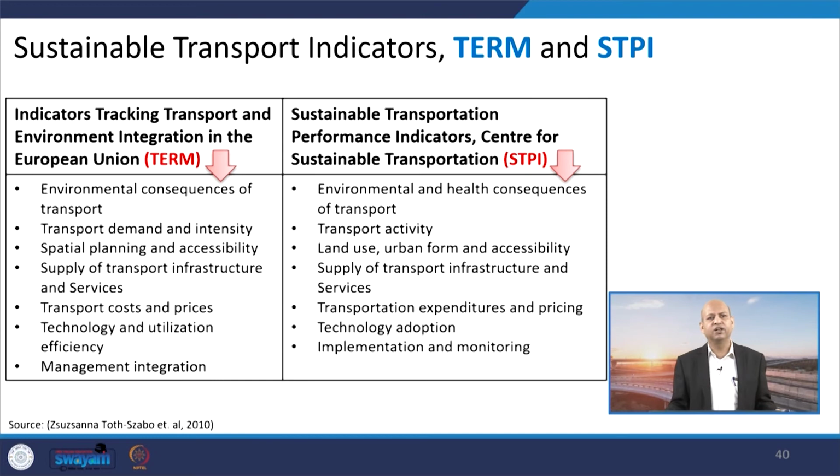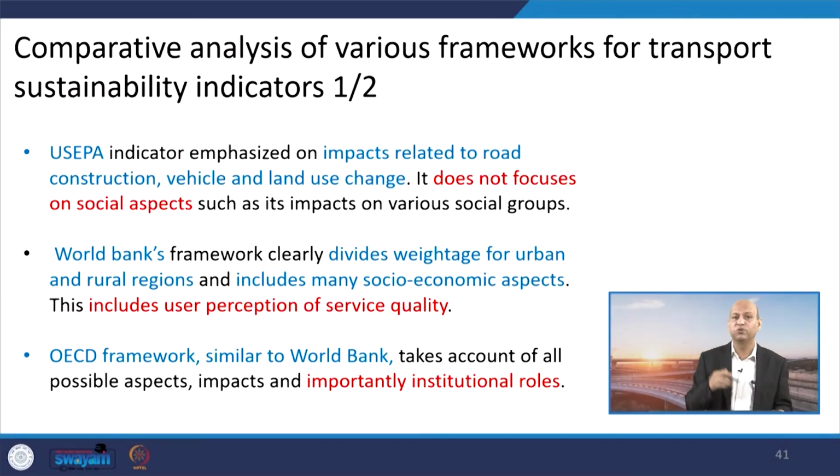When we talk about indicators tracking transport and environment integration in the European Union, that is TERM, and sustainable transportation performance indicators, STPI, from the Center for Sustainable Transportation, which has proposed this. Again, they are related to environmental and health consequences, transport activities or technology adoption, all those things are there, because technology also changes, fuel changes are also there, like from diesel to CNG, two wheeler 2-stroke to 4-stroke engines, those kind of things are there, and nowadays people are talking about electric vehicles.